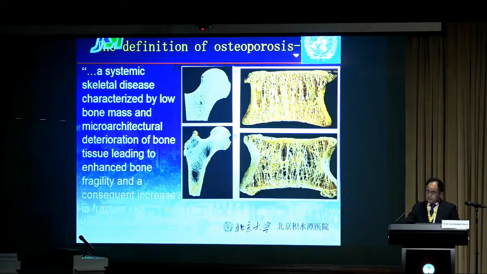So as you can see here, when we are young, we have much bone, and when we get old, we have less bone, and then we have a problem with osteoporosis, and it will increase the risk for fracture. And the consequence of hip fracture is really a problem for the patient and for the family.